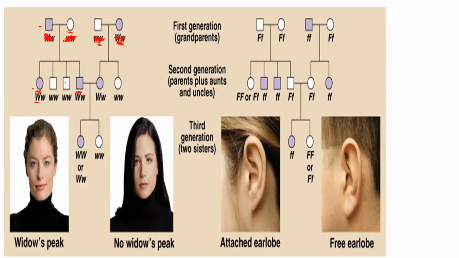You have two sons here, neither of them have the widow's peak. You have another son here with it, okay? Now, when the son marries a woman with a widow's peak, and they have two children, two girls, one comes with a widow's peak, one doesn't, which means that the no widow's peak reappears in the third generation, which tells me for sure, therefore, that widow's peak is dominant and normal is recessive.